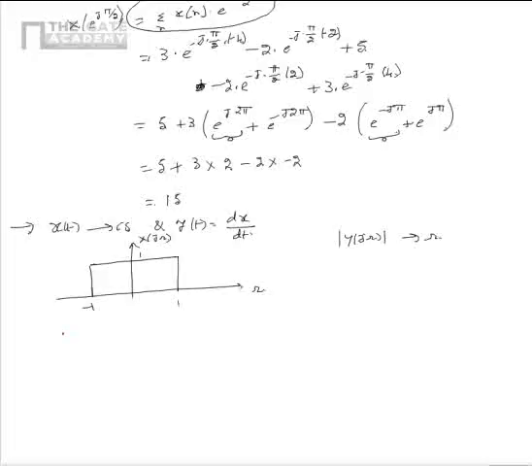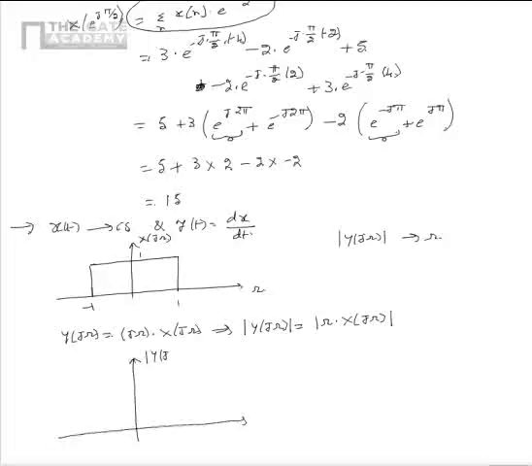We know that if y of t is equal to dx by dt, we can write that Y of j omega is equal to j omega multiplied by X of j omega. From this, we can write that abs of Y of j omega is equal to abs of omega multiplied by X of j omega. But we know that X of j omega is 1 in the range of minus 1 to 1. From this, we can plot abs of Y of j omega as shown.